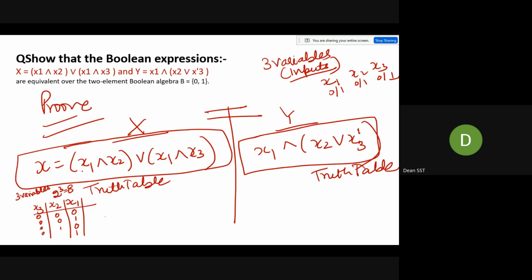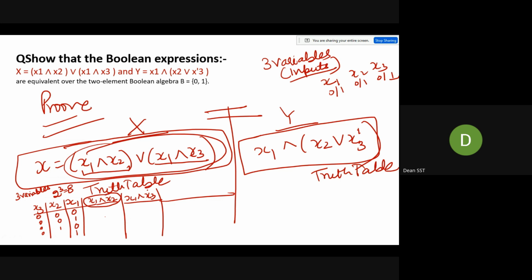Then find x1 and x2. Then find x1 and x3. Then find this complete. That is, you are having this, you are having this, and you have to perform ORing. Suppose this is A, this is B, you have to perform A or B. That is, A is your x1 and x2, B is your x1 and x3. Fine. So just fill it.